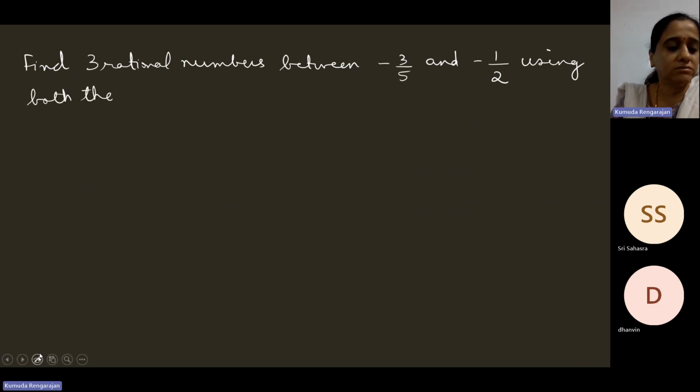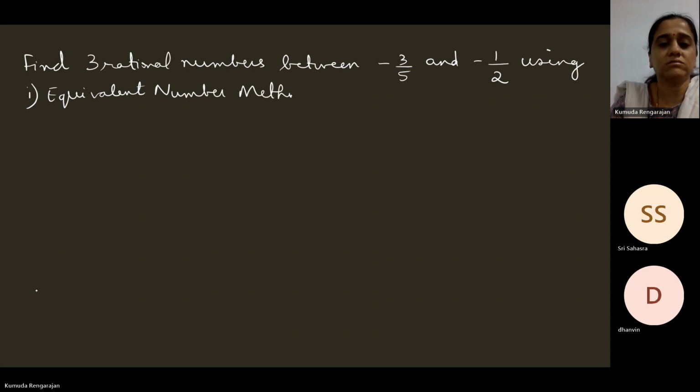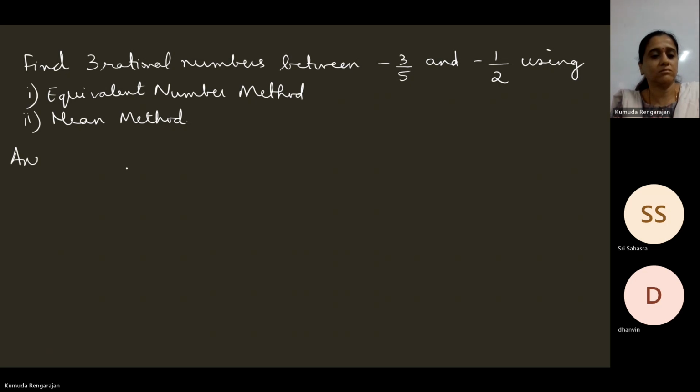Both the methods meaning? Yeah, using... write the question. You can write.